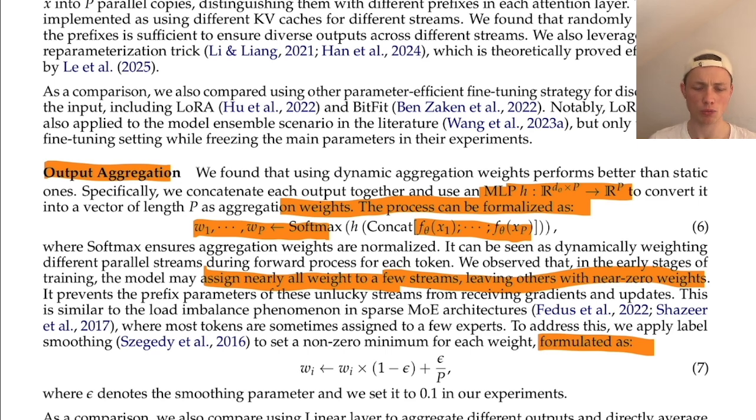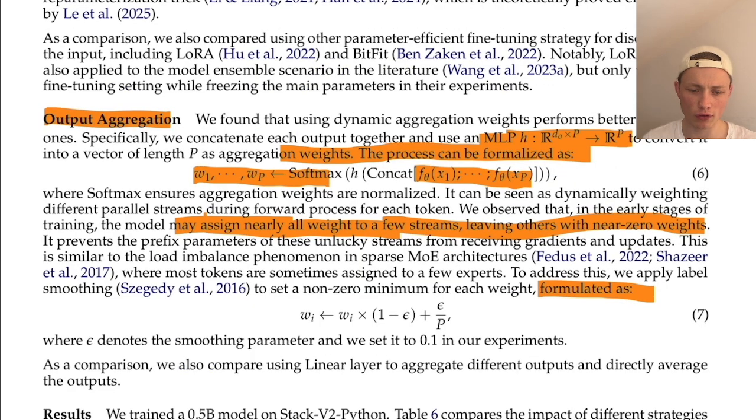What they find out is that in the early stages of training, the model may assign nearly all weights to a few streams, leaving others with near zero weights. To avoid this phenomenon, they're adding a hyperparameter called epsilon. This epsilon is a constant that we are adding to our weights, so that each output is at least used by a constant amount, which we can use as a hyperparameter, so that we are using every stream at least a little.